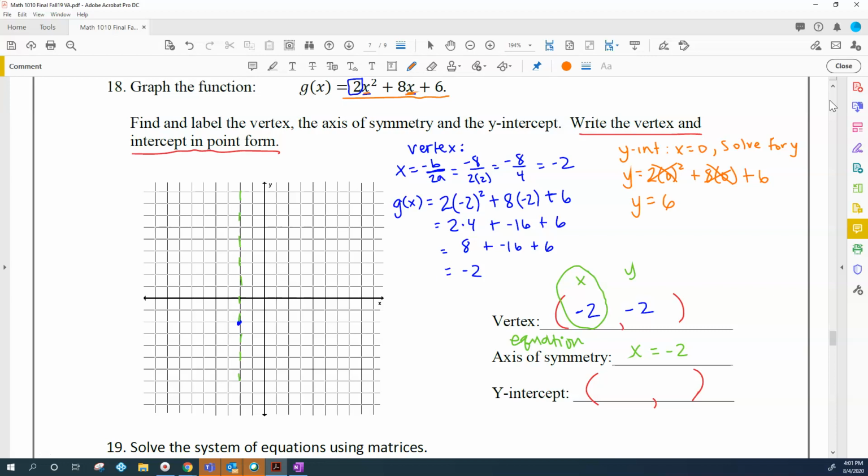Okay, and again, some of you missed points on the test because that's what you put, was y equals 6, but it said write it as a point, remember? So we said when x is 0, our y is 6. Okay, and that's the point here, over 0 up 6.